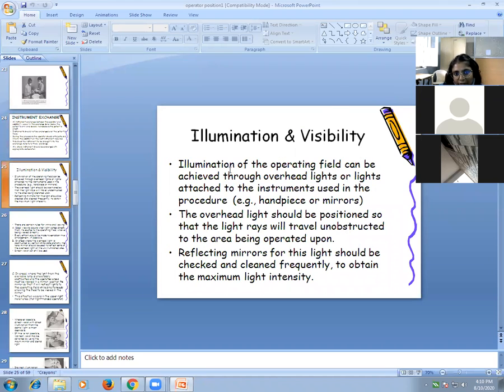Illumination and visibility. Illumination of the operating field can be achieved through overhead lights or lights attached to the instrument. Many instruments are coming now with handpieces where the light itself is incorporated into the handpiece. So that provides very good illumination in the field of the oral cavity. The overhead light should be positioned so that the light rays will travel unobstructed to the area. I've already told you about this.